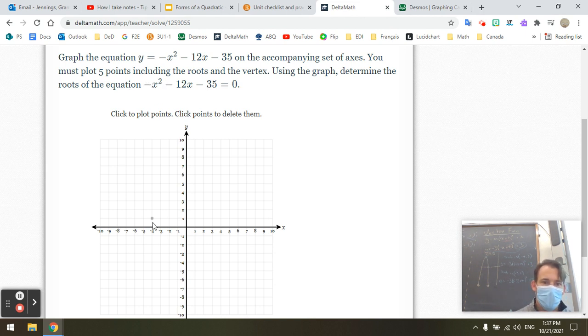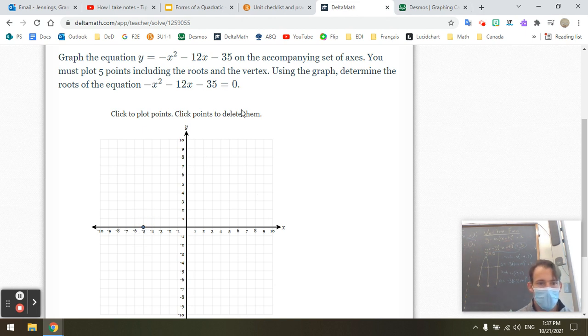Negative x squared, so negative 5 squared is positive 25. But then I'm going to make that negative. So negative 25 minus 12 times negative 5. Negative 12 times negative 5 is positive 60. So 60 minus 25 is 35. 35 minus 35 is 0. So 5 was indeed a 0.